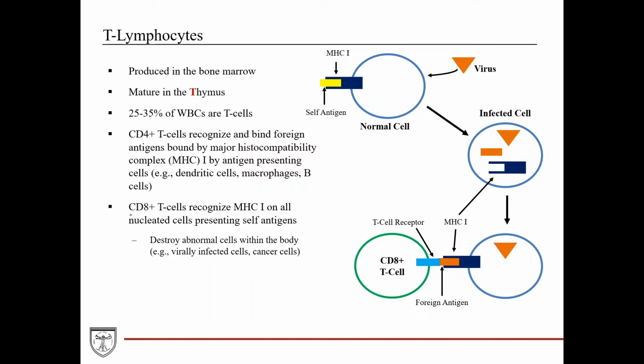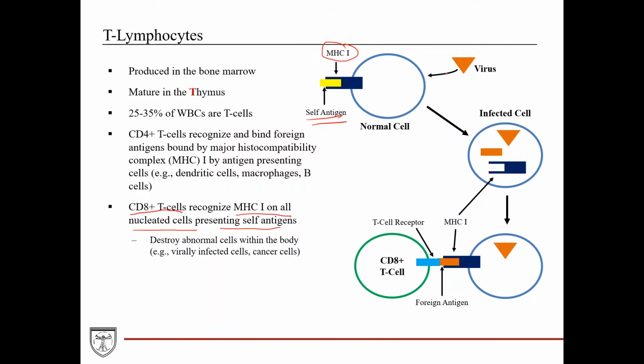Now, as far as CD8 positive T cells, they recognize MHC1 on all nucleated cells that present self-antigens. They're essentially going around and checking every normal cell in the body to make sure it's not infected, to make sure it hasn't turned into cancer, to make sure there's not something globally abnormally wrong with the cell. So you can see here, here's an MHC1 that's presenting what's called a self-antigen. So this is a component from a protein that is a normal protein within the cell, and it's essentially signaling to the CD8 positive cell that, hey, the cell's okay, you don't need to intervene.